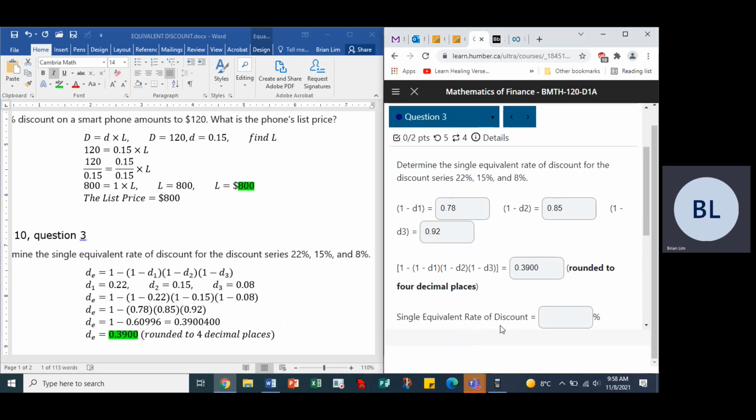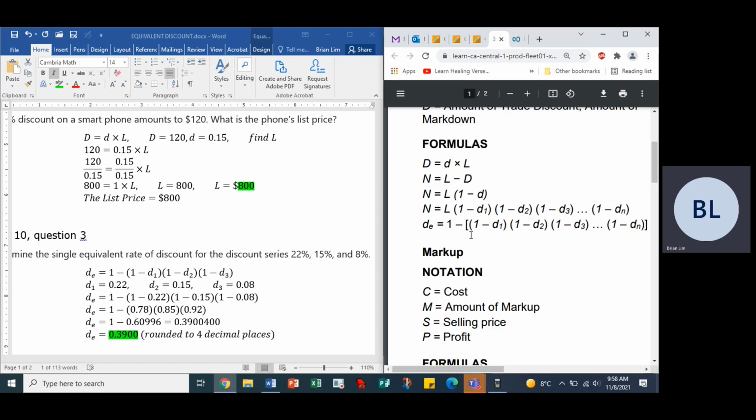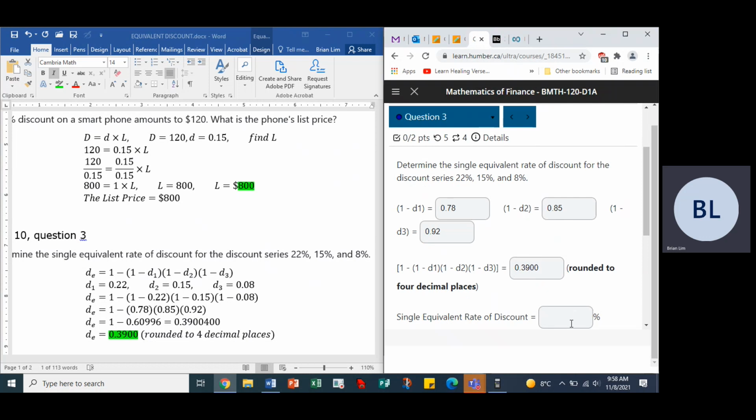This is 1 minus D1, this is 1 minus D2, and this is 1 minus D3. So the single equivalent rate of discount is what? We look at the formula, and that is DE, and that is indeed what was calculated right there, correct? Yes. So the single equivalent rate of discount, but as a percent, will be 39.00 if we wish. DE is a rate, so that is the same as 39%. That should be correct.